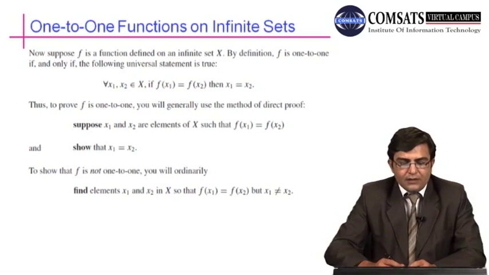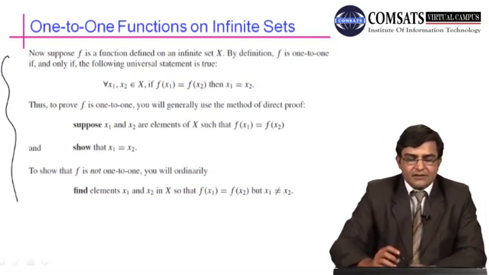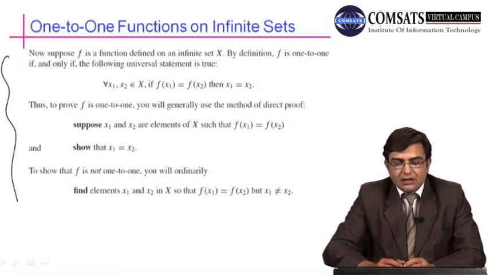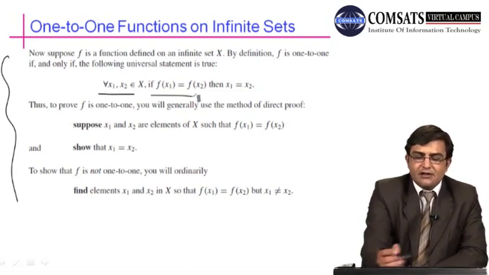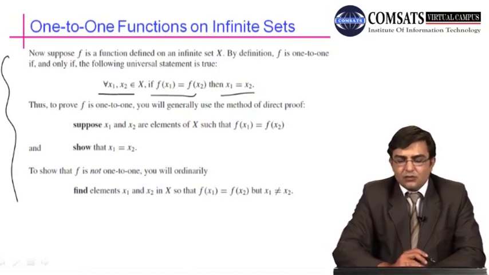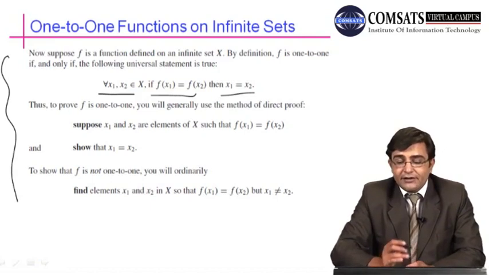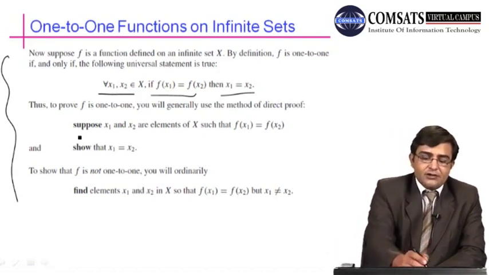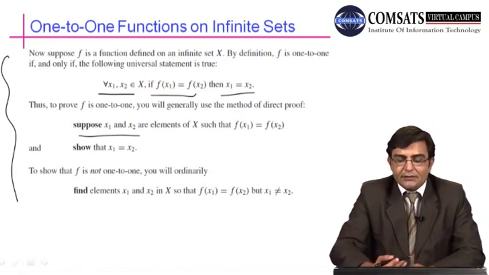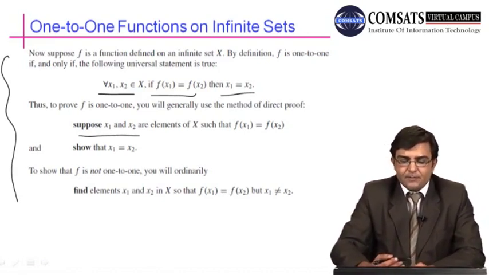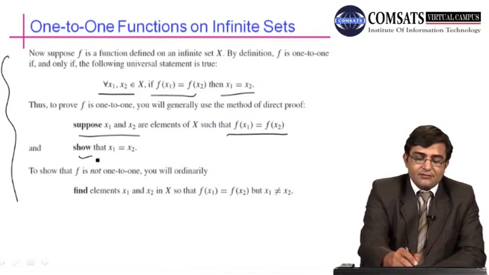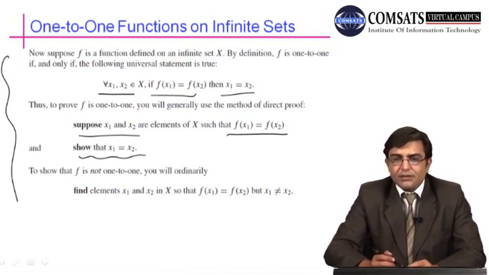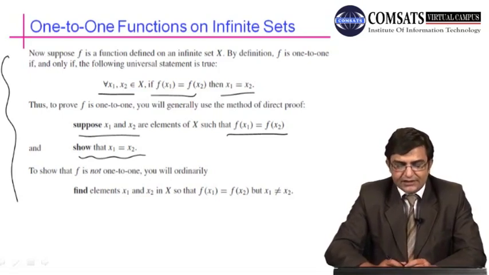These are the same conditions which we have discussed in the previous slides: to check whether a function is one-to-one, we have to check for all x1 and x2, if f of x1 is equal to f of x2, then x1 must be equal to x2. So how do we prove a function on an infinite set to be one-to-one? First, we suppose that x1 and x2 are any two arbitrary elements of capital X, which is the domain of the function. We suppose that f of x1 is equal to f of x2, and then we show that x1 is equal to x2 by using some mathematical identities and results.